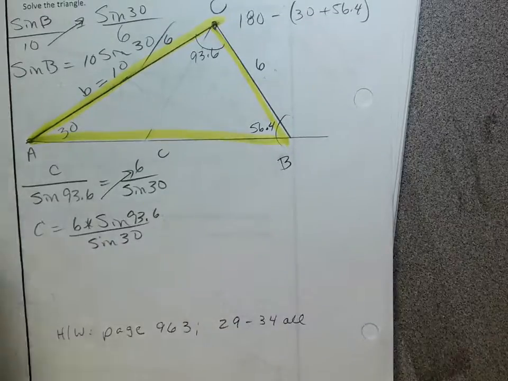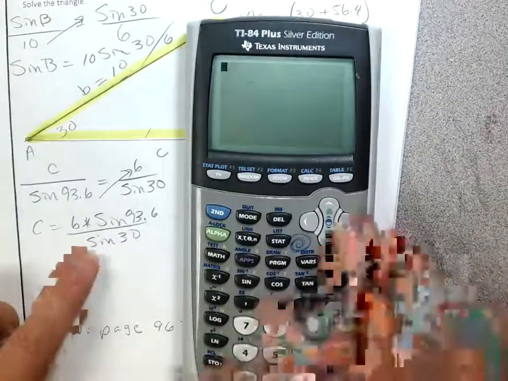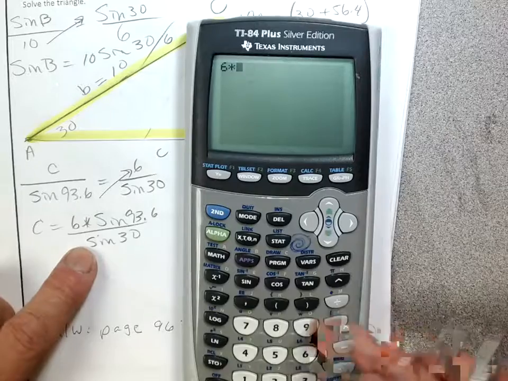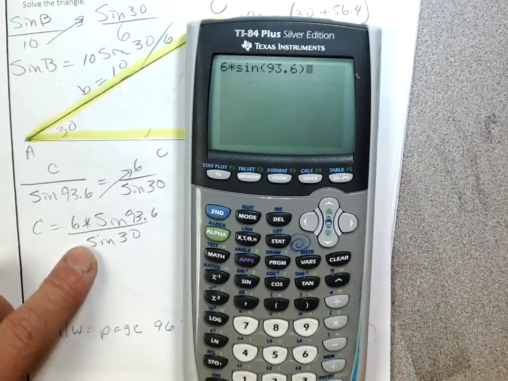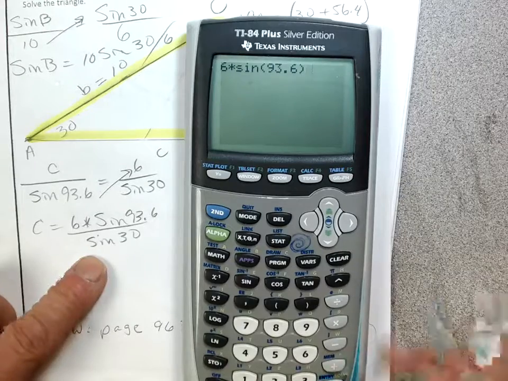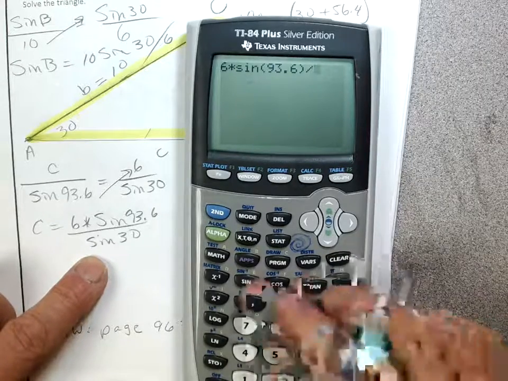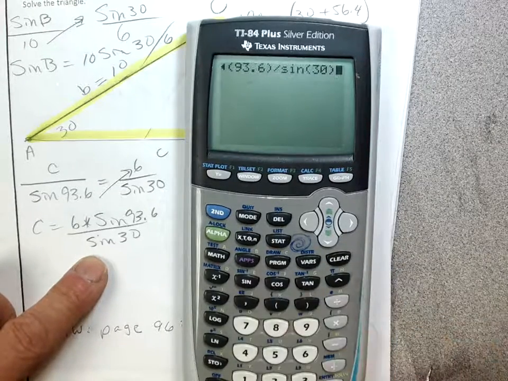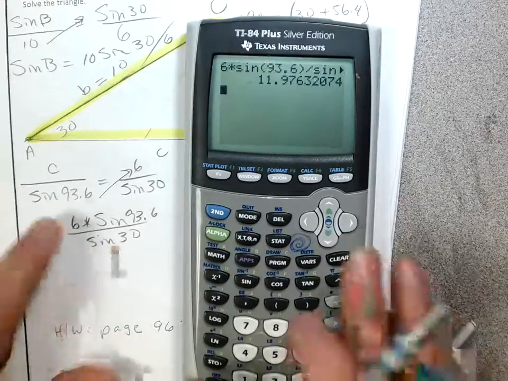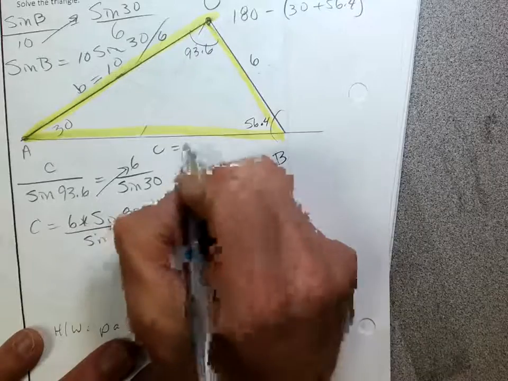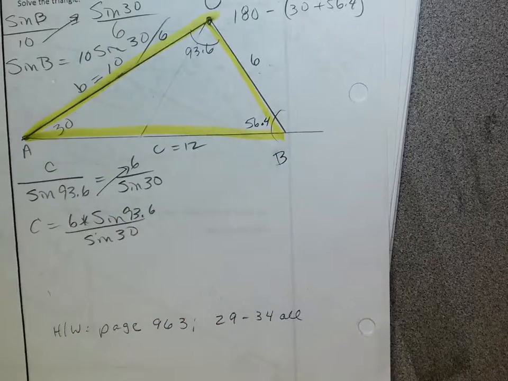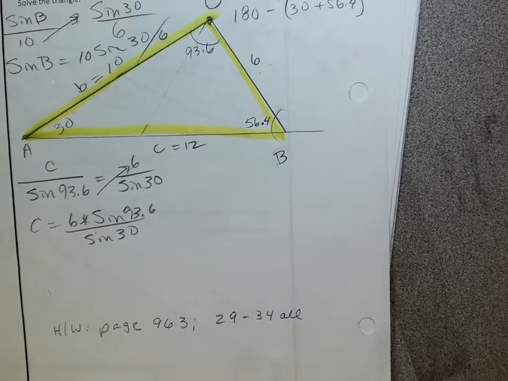And I'm just going to use my calculator. Okay, so I'll go 6 times the sine of 93.6. Close the parentheses. Always close your parentheses. Divided by sine of 30. Okay, and I get an answer of about 11.97 or about 12. So little c is about 12. Okay, so that's one triangle. Now we're going to have to solve for both.